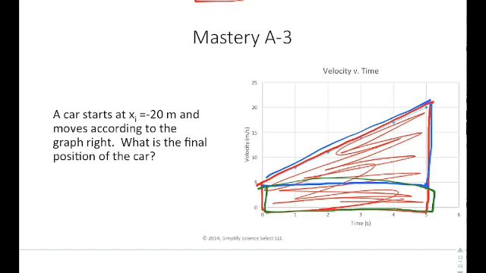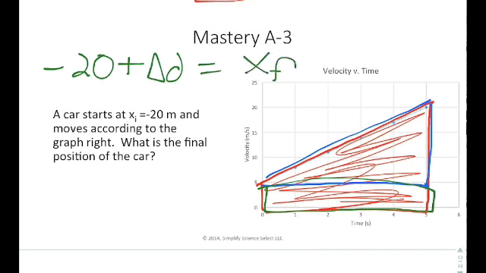So I have an object that starts at minus 20. Now I have to add the displacement in order to figure out what the final position is going to be. So let's find the area under this particular curve. I'm going to start with a rectangle. The rectangle has a side of 5 and a side of 5. If you multiply those out, you end up with an area of 25 just from the rectangle. But now you have to add the area of the triangle.